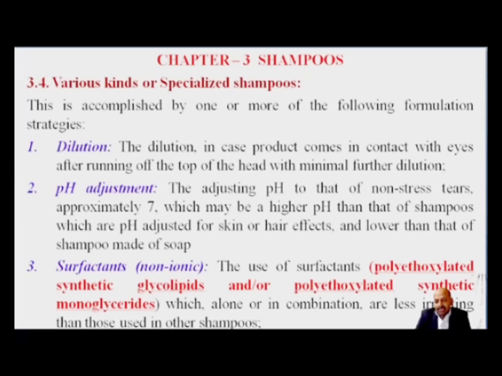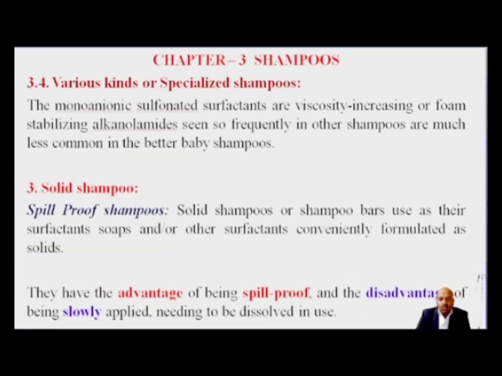And surfactants. Basically, non-ionic surfactants are present in the shampoo for babies. So polyethoxylated synthetic glycolipids and/or polyethoxylated synthetic monoglycerides may be used as surfactants, which alone or in combination are less irritating than those used in other shampoos. So this is about the various specializations of baby shampoo. And the monoanionic sulfonated surfactants and viscosity increasing or foam stabilizing alkanolamides seen so frequently in other shampoos are much less common in the better baby shampoos. So this is about the baby shampoo.